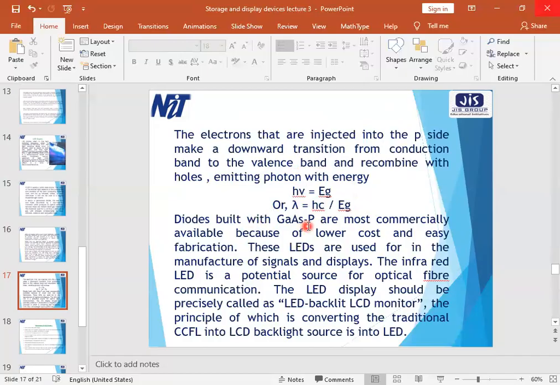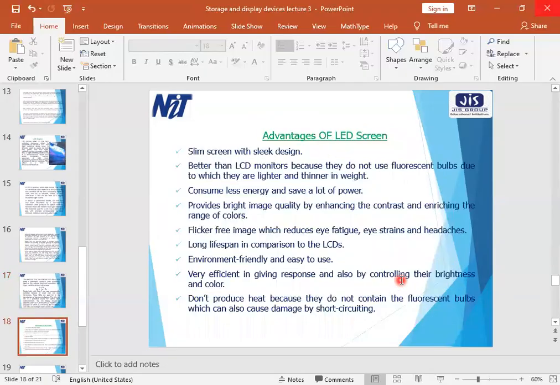Diodes built with gallium arsenide phosphide are the most commercially available because of lower cost and easy fabrication. These LEDs are used in the manufacture of signals and displays. The infrared LED is a potential source for optical fiber communication. The LED displays should be precisely called LED backlit LCD monitors.